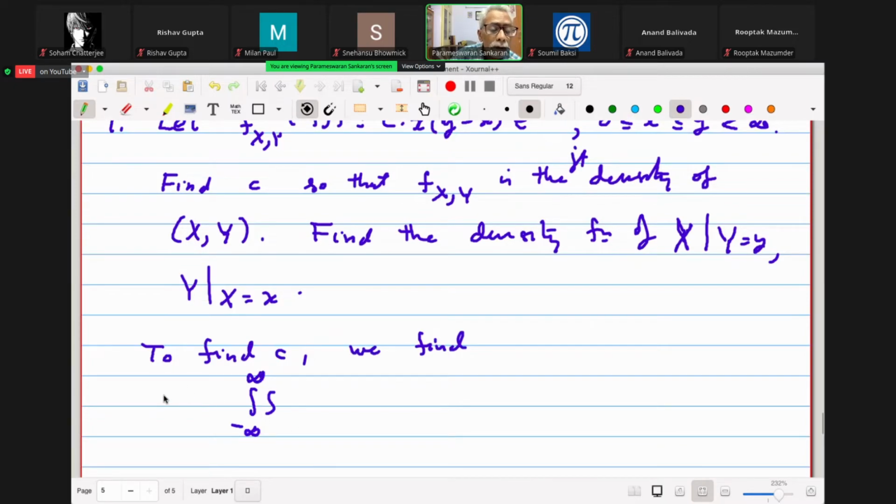We find that 1 by c is equal to the integral from minus infinity to infinity of f(x, y). It is understood that when something is outside that range, f(x, y) is actually 0. By convention, we don't say it explicitly, unless there is a possibility of confusion. dx dy.